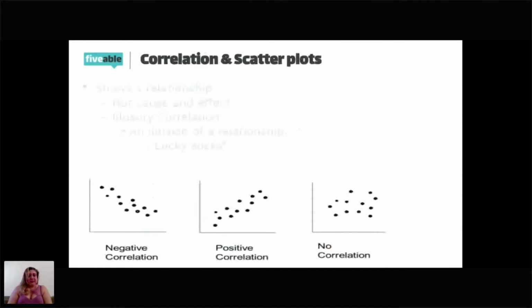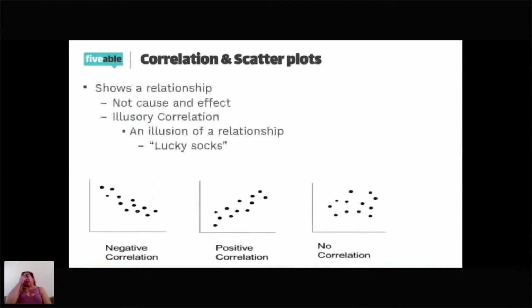Hold on. We're going to talk about correlation. One of the things I'm going to show you today is correlation. As long as you just understand the difference, correlation is a way to study something. It doesn't prove cause and effect. All it does is show a relationship. Do you guys get that?